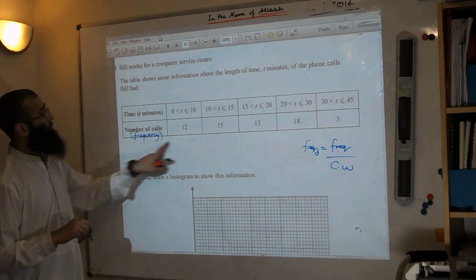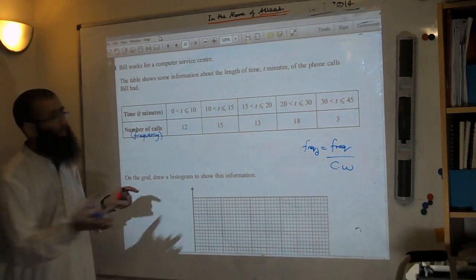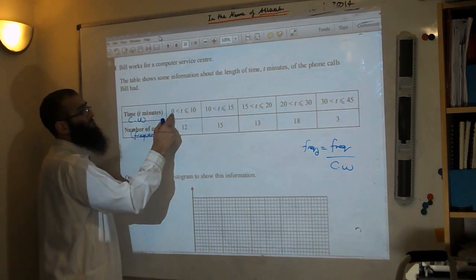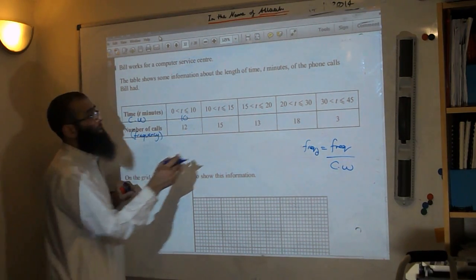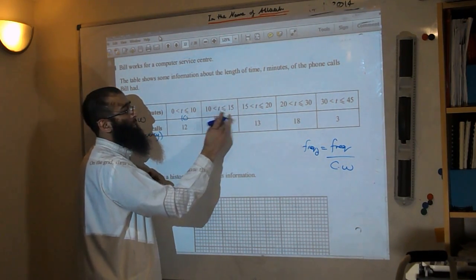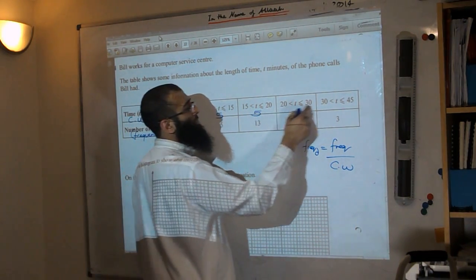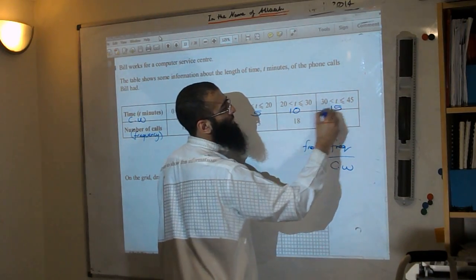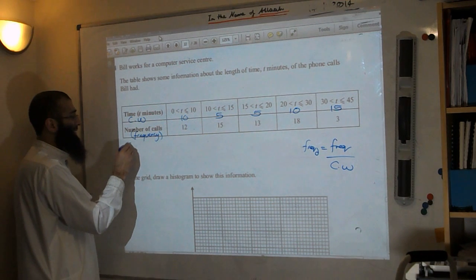Now, this is the frequency. We need to look at the class width, how wide that data is. We'll put the class width here. So 0 to 10 has a width of 10. 10 to 15, the width is 5. 15 to 20? 5. 20 to 30? 10. Okay, and 30 to 45? 15. Now we need to work out the frequency density.